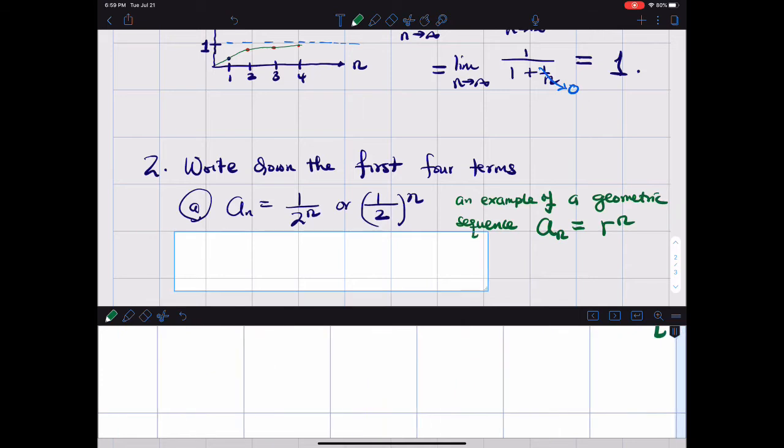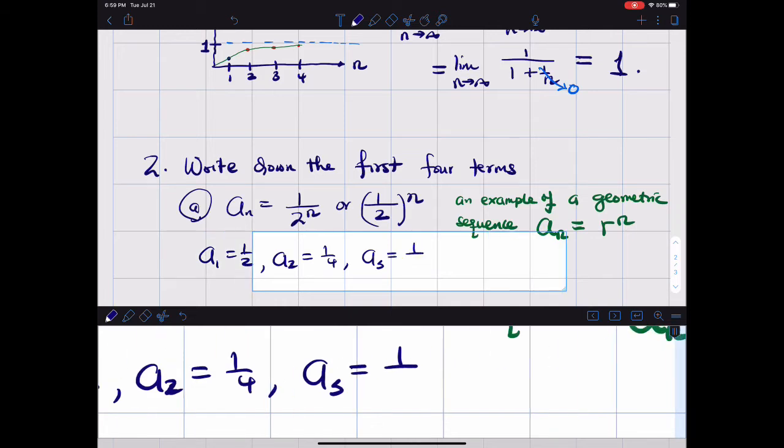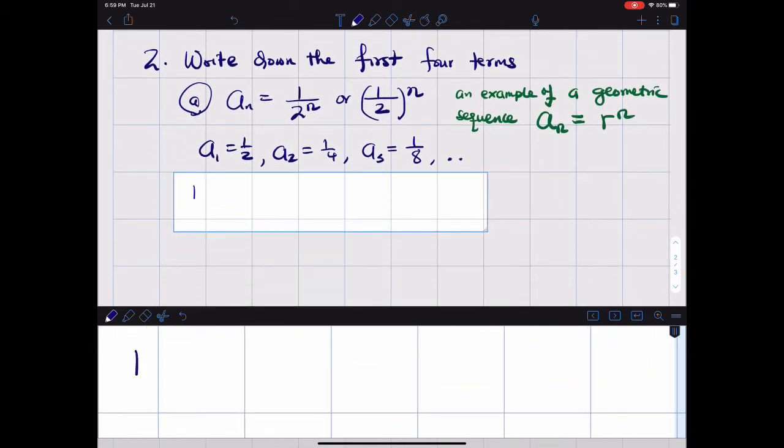So let's write the first 4 terms. If n is 1, we get 1/2. a1 is 1/2. a2 is 1/4. a3 is 1/8, and so forth. And you can see that the limit as n goes to infinity of a_n is actually 0.